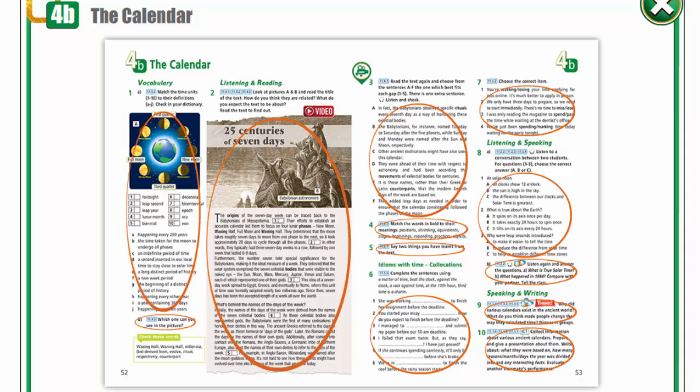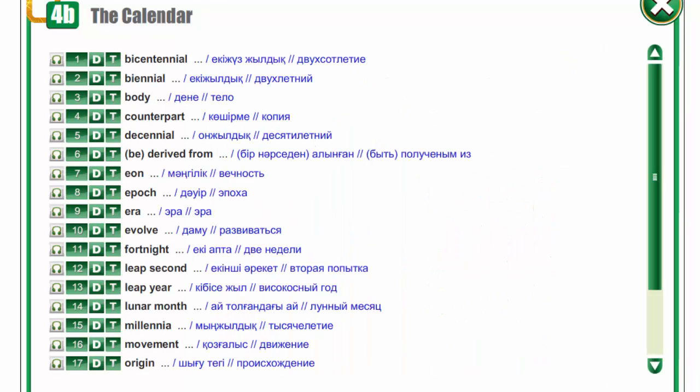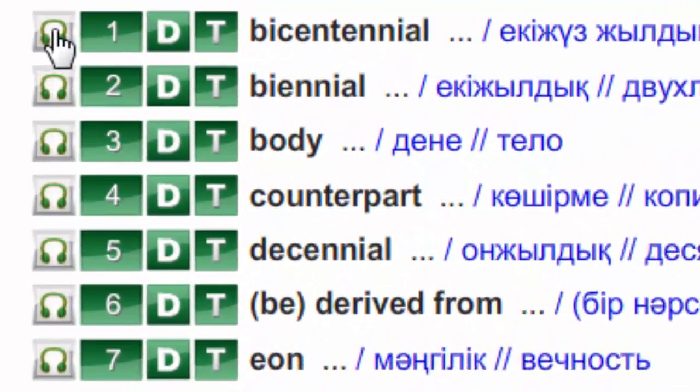Hello students, today we are going to talk about the calendar. Open your books at page 52. Let's start with vocabulary words. Listen to them, repeat and write down in your vocabularies.